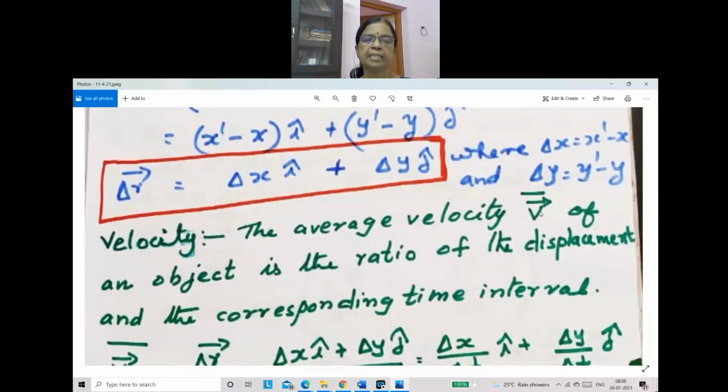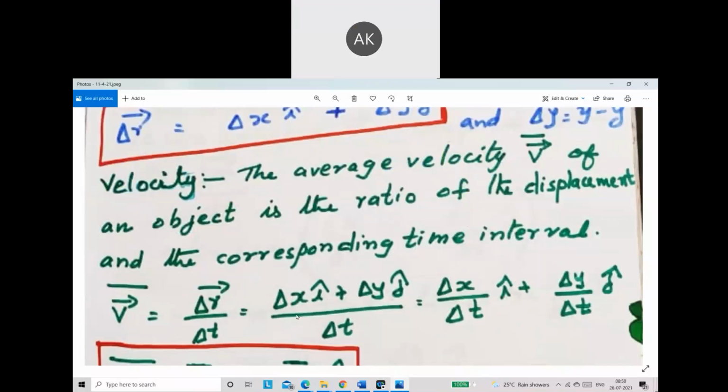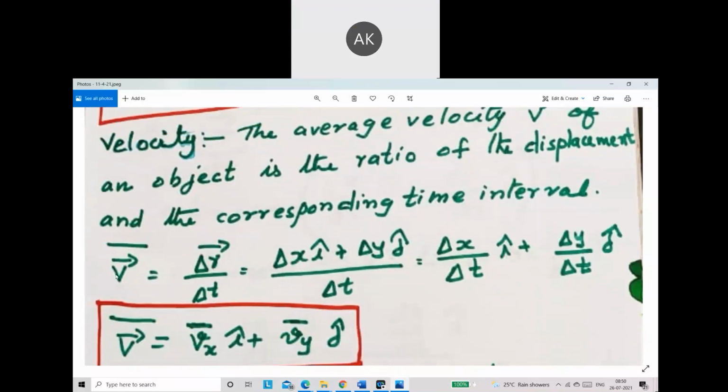Vector V bar of an object is the ratio of the displacement and the corresponding time interval. We know average velocity is the displacement by time interval. Average velocity vector V bar is displacement by time. Displacement vector is delta R, vector delta R, by time. Time needs no vector. Time is a scalar quantity. Only for displacement we put the vector symbol. Vector delta R by delta t. And we substitute what is delta R.